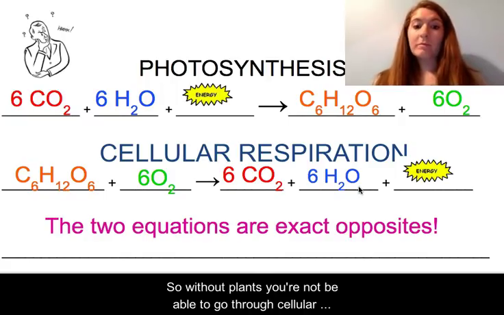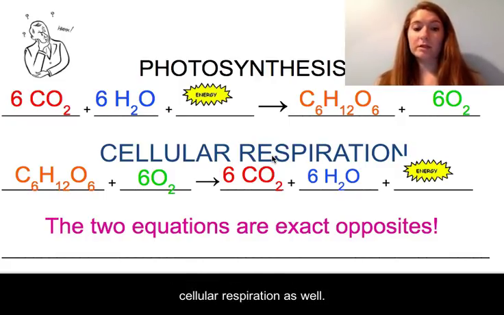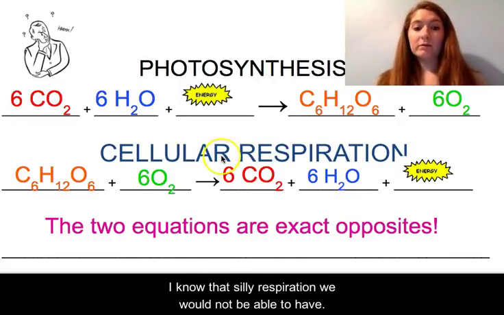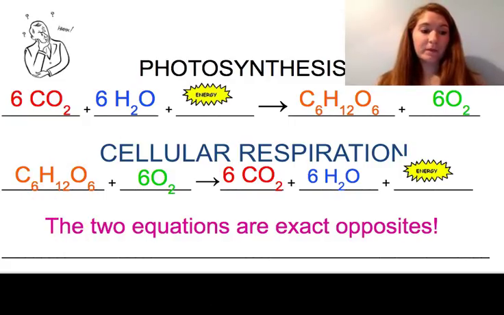Okay, so without plants, we would not be able to go through cellular respiration, or the plant would not be able to go through cellular respiration as well. Without cellular respiration, we would not be able to have photosynthesis. So it's a big working process of them two happening together.